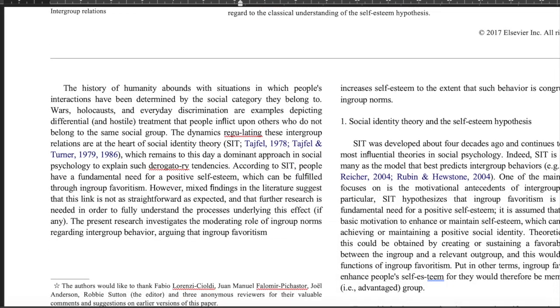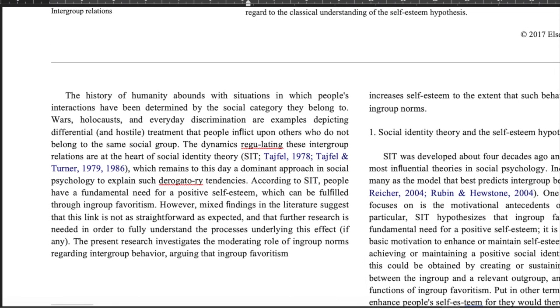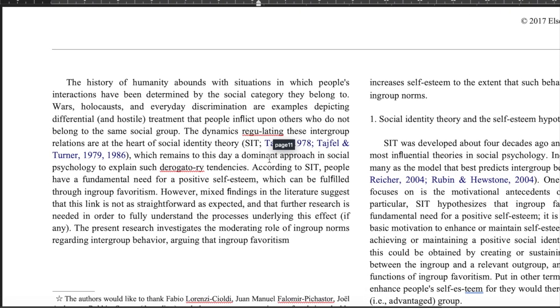Let me read to you the short introduction for this paper. The history of humanity abounds with situations in which people's interactions have been determined by the social category they belong to. Wars, Holocaust, and everyday discrimination are examples depicting the hostile treatment that people inflict upon others who do not belong to the same social group.